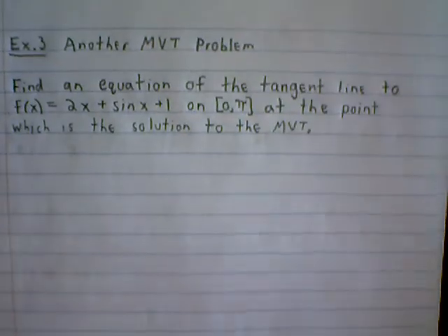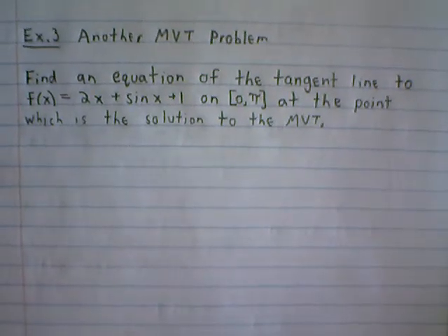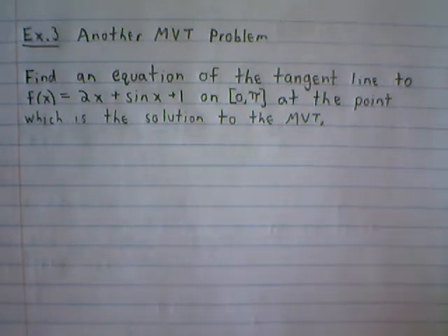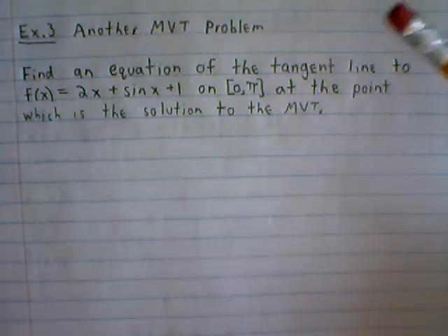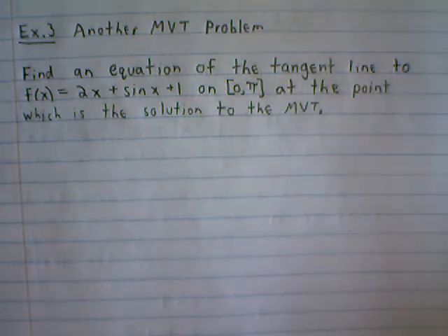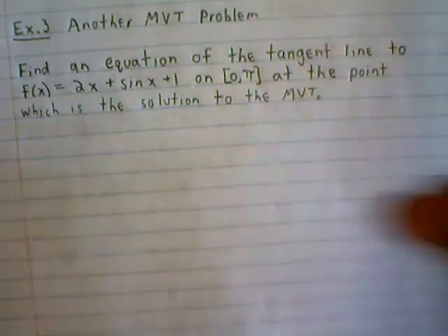All right, find an equation of the tangent line to f of x equals 2x plus sine x plus 1 on 0 to pi at the point which is the solution to the MVT, meaning that I'm finding the point where the slope of the tangent line equals the slope of the secant line. So same thing goes, just like before, I've got to show the MVT applies.